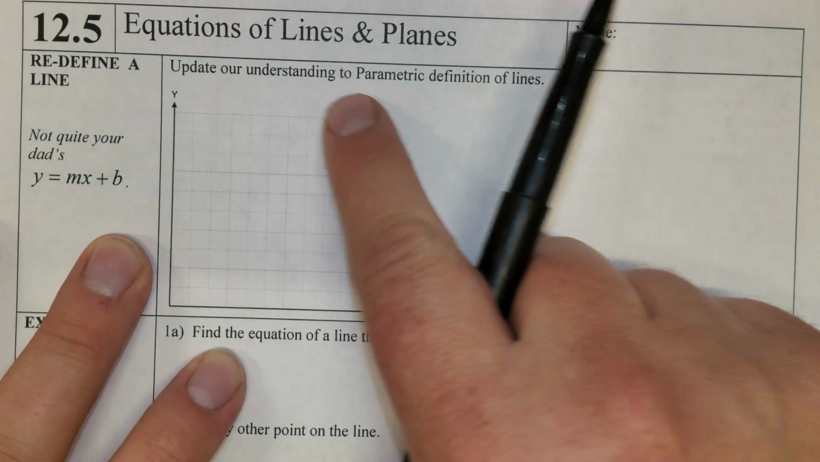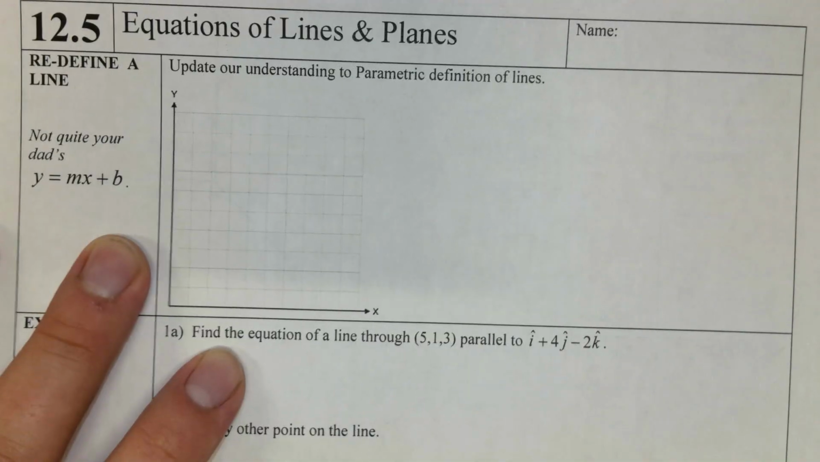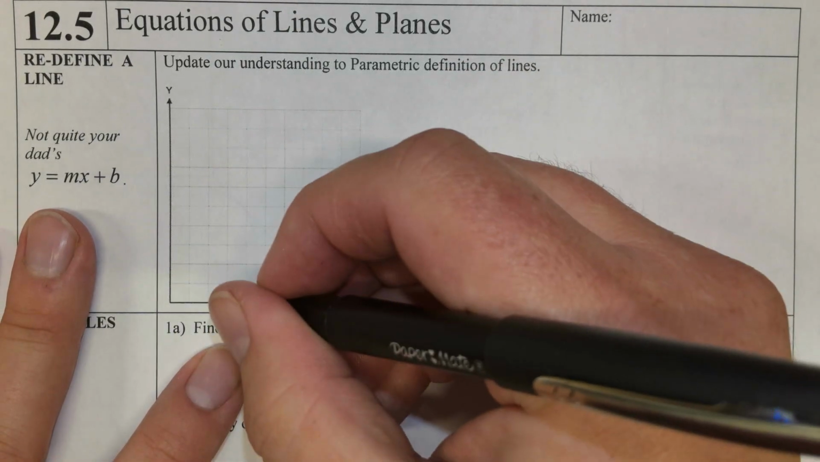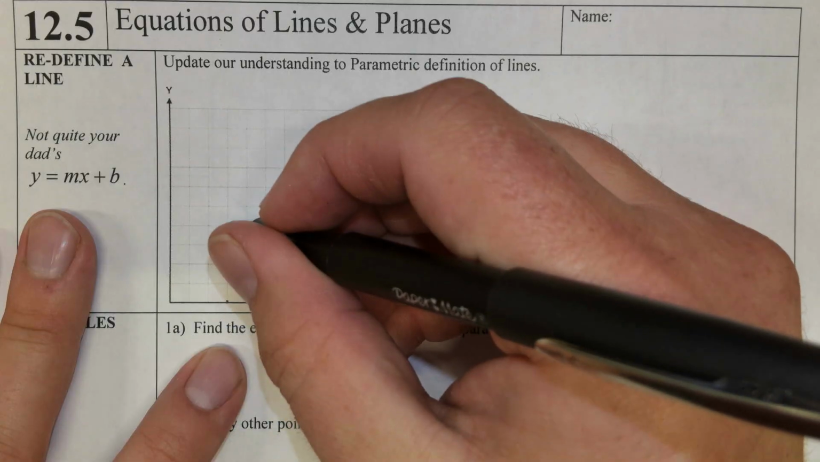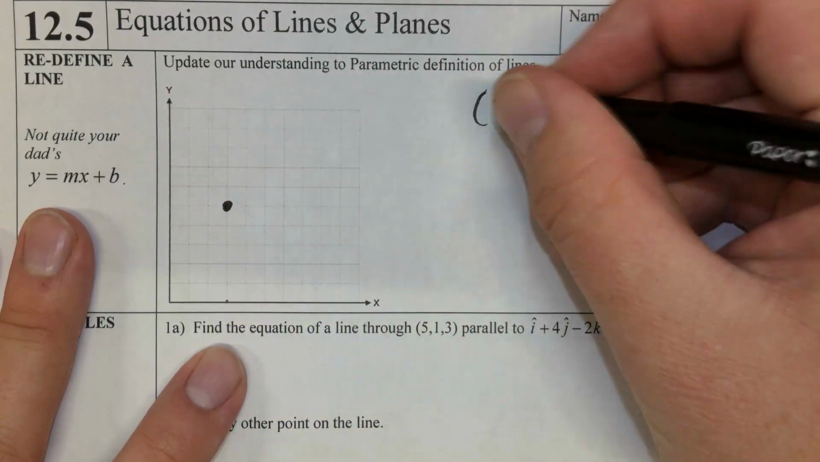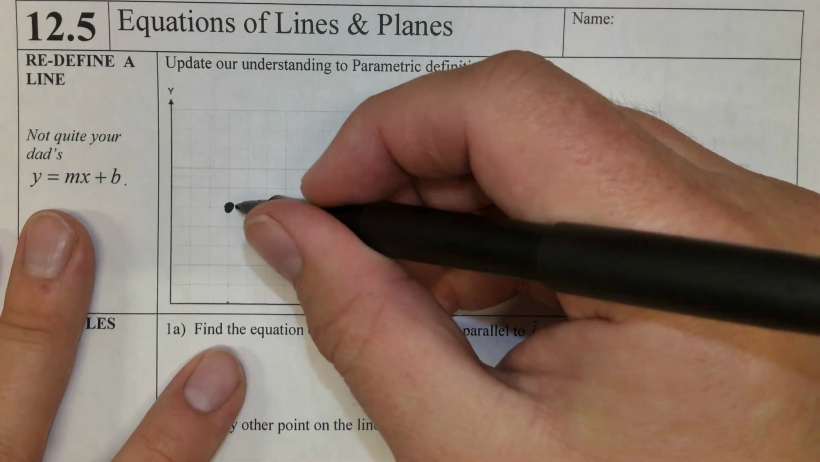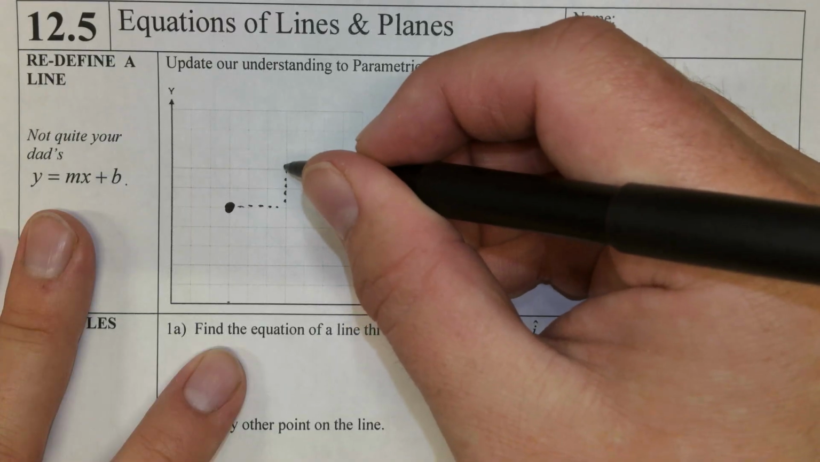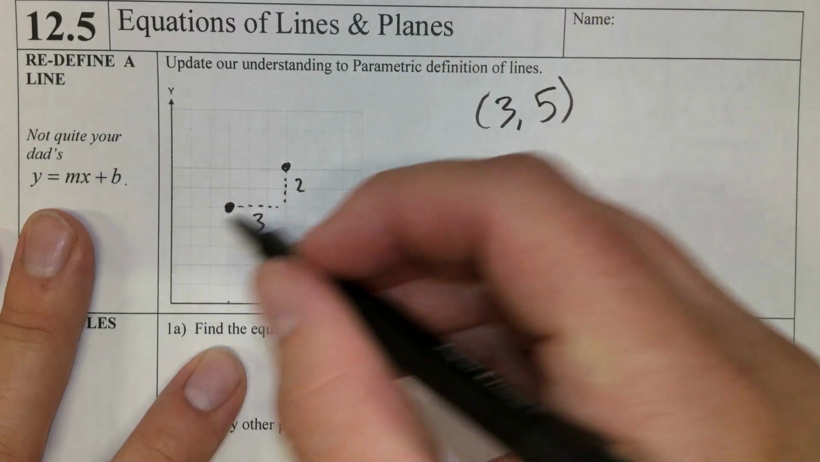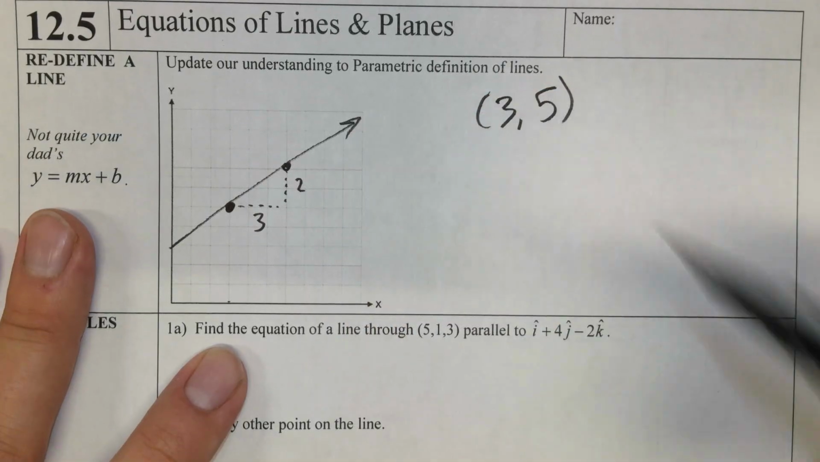Again, let's update our understanding of parametric definitions of lines. Let's say I have this point out here. I count 1, 2, 3, 1, 2, 3, 4, 5. I have this coordinate 3, 5. And then I throw some slope through it. Let's go 1, 2, 3, and 2. So that's where I'm rising and running.